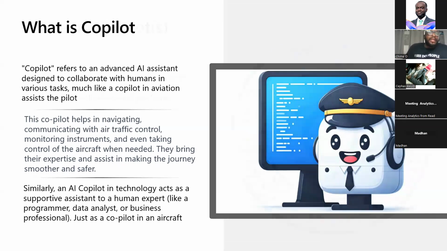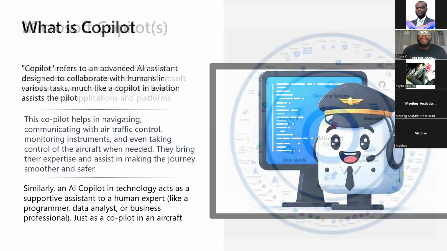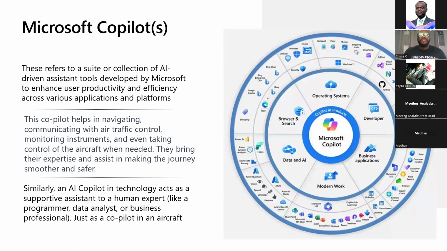This also brings us to the next slide that talks about Microsoft Copilots. Within Microsoft, we have this suite or collection of different AI-driven assistants. There's lots of them: Outlook, PowerPoint, SharePoint, Dynamics, Power Platform, and things like that, as you can see within this wheel that we have here.